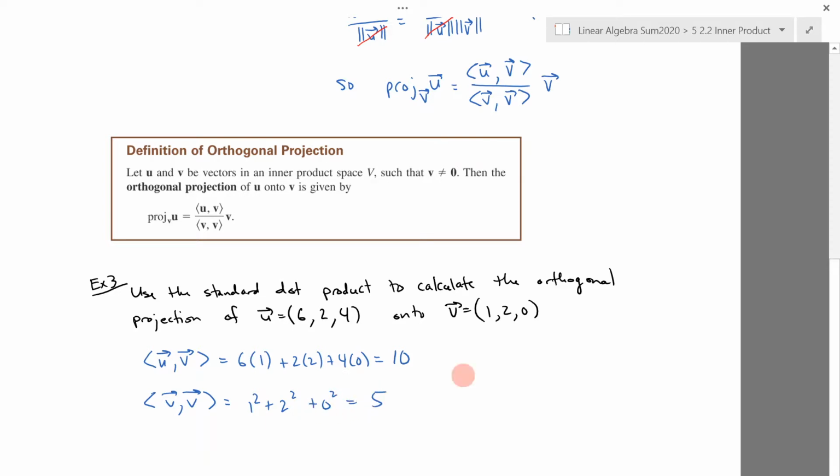Now we can put it together. The numerator here is 10, the denominator is 5, and then the vector v is 1, 2, 0. So 10 over 5 is 2, and 2 times 1 is 2, 2 times 2 is 4. So this is what we get as the vector projection.